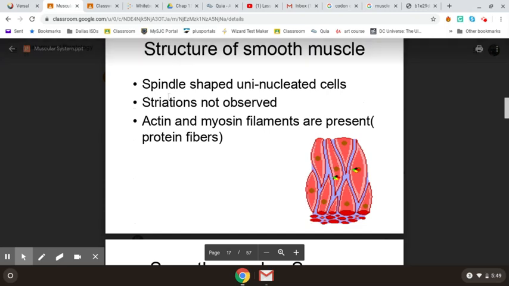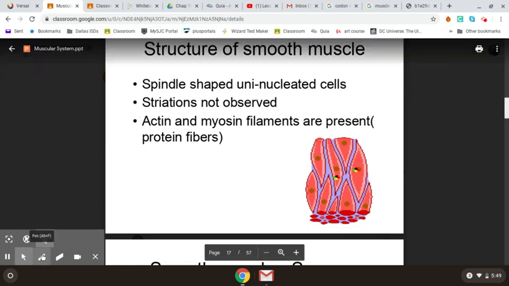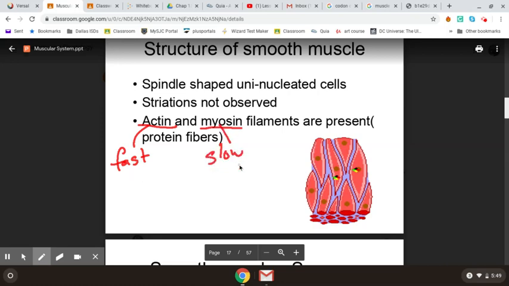Okay, and let's talk about these terms here, actin and myosin. Actin and myosin are two proteins that you find in all muscles. We're going to talk a lot about actin and myosin when we get to skeletal muscle a little bit more. Actin is called your fast twitch muscle fibers, and myosin is your slow twitch muscle fibers.